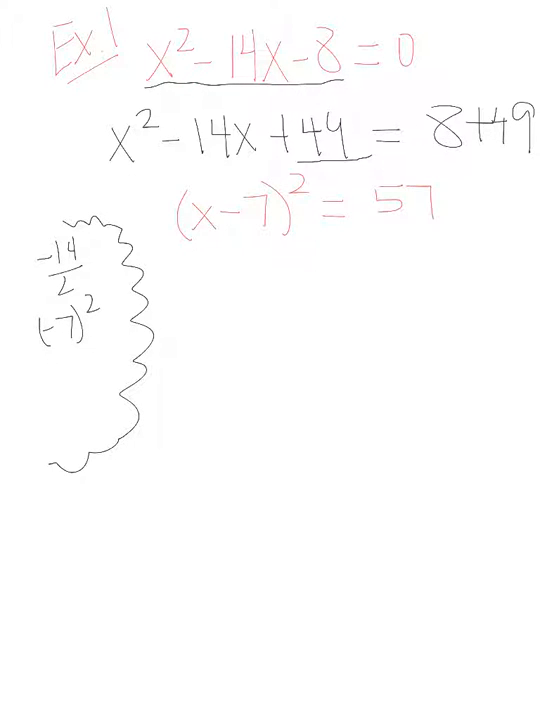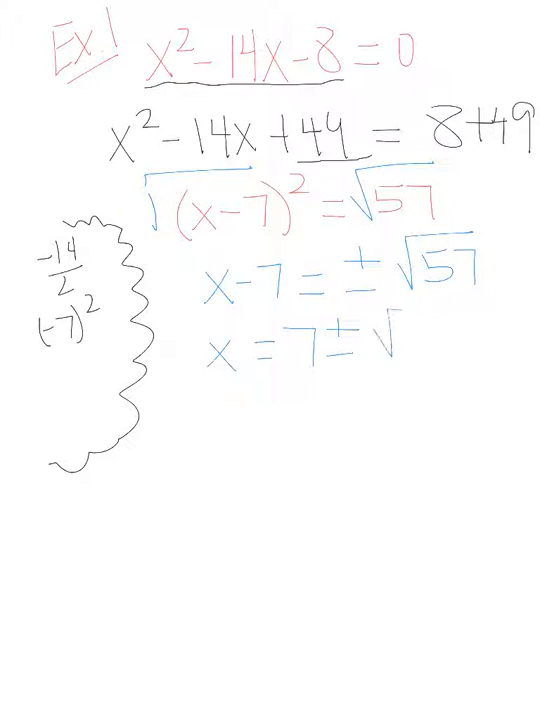Now, we do what we did from the previous examples. We take the square root, so x minus 7 comes out, equals plus or minus the square root of 57. So x is equal to 7 plus or minus the square root of 57, which I cannot simplify, and I'm done.